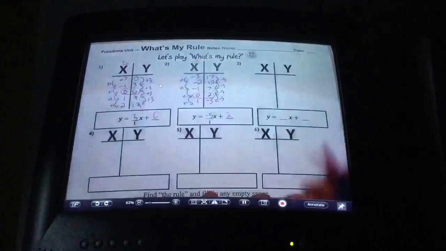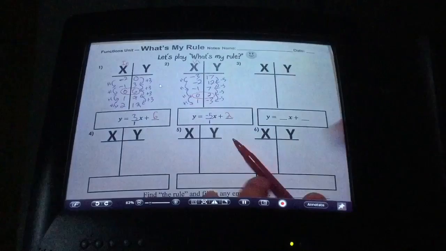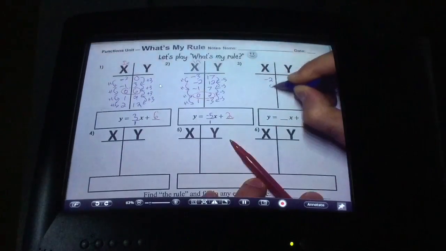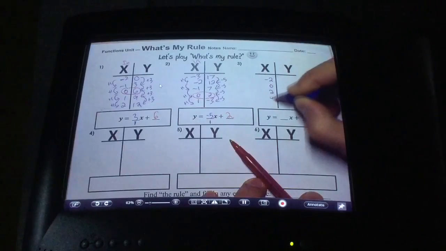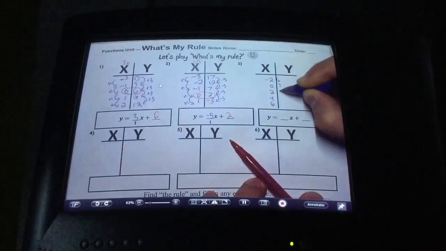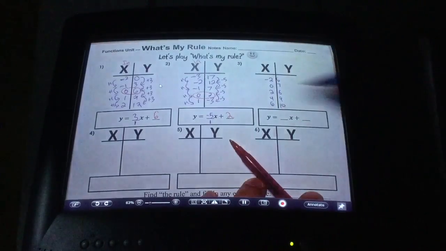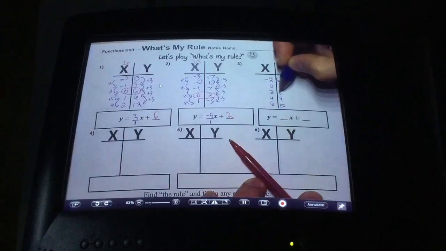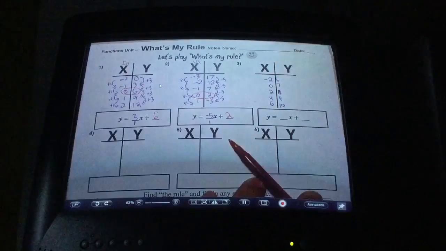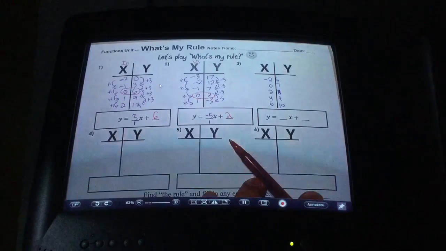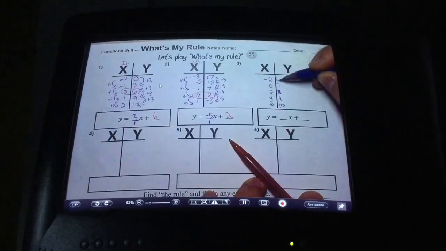This next one we are also going to do together. Now this one's going to be a little bit different and you'll see why in a second. So we have -2, 0, 2, 4, 6, and over here we have 6, 7, 8, 9, 10. So we have the points -2, 6, 0, 7, 2, 8, 4, 9, and then 6, 10. So to find the rate for this one, we're going to take a look at what's happening.